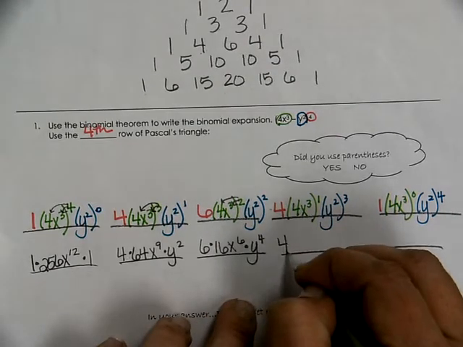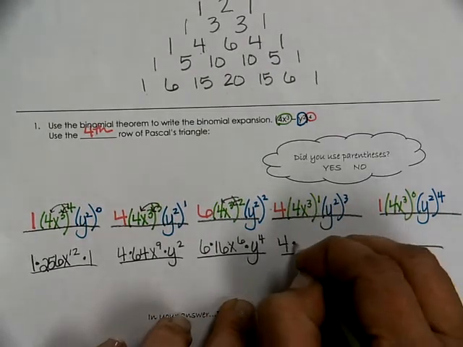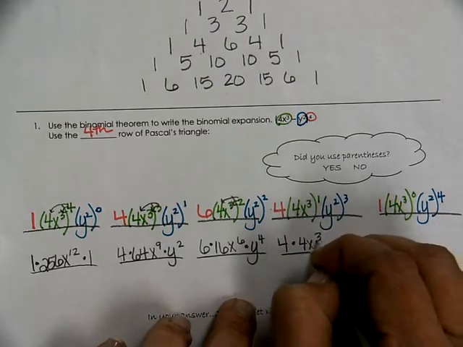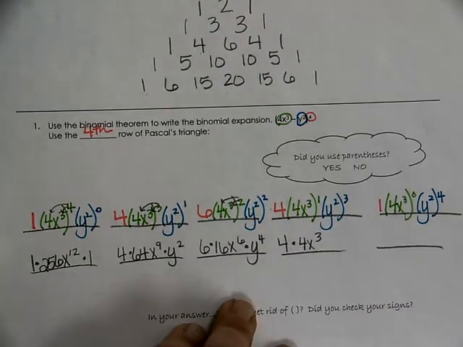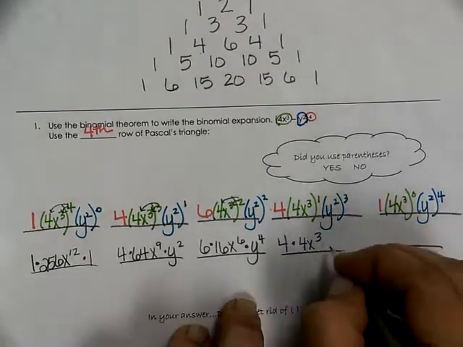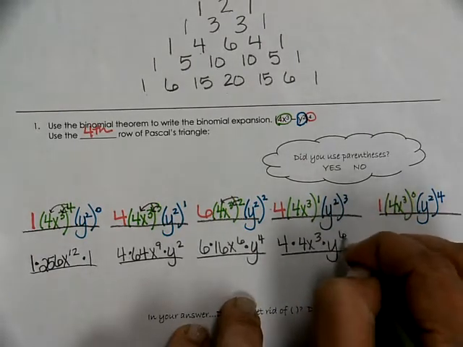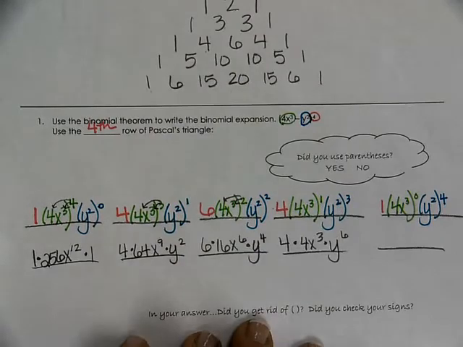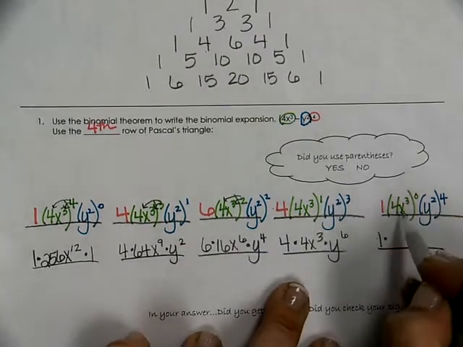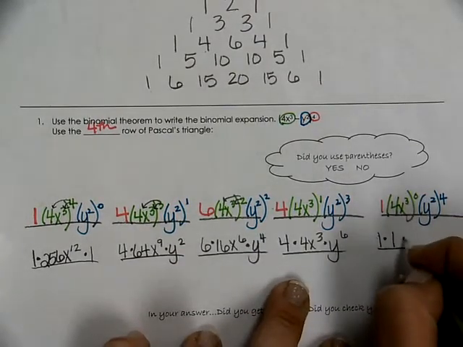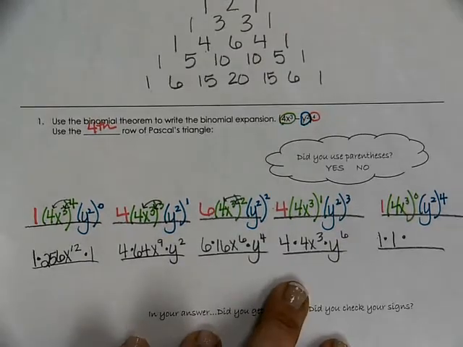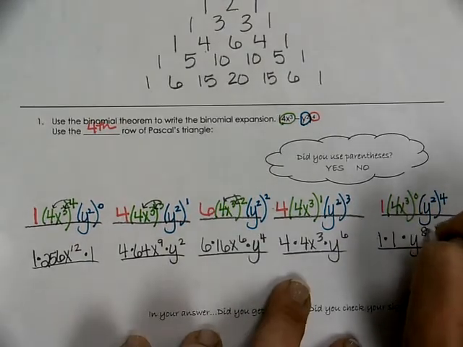Bring the 4 down. Everything to the first power is just itself. So that's going to be 4x cubed. Y squared cubed, I'll multiply these exponents to make y to the 6th. And then anything to the 0 power is just 1. And y squared to the 4th is y to the 8th.